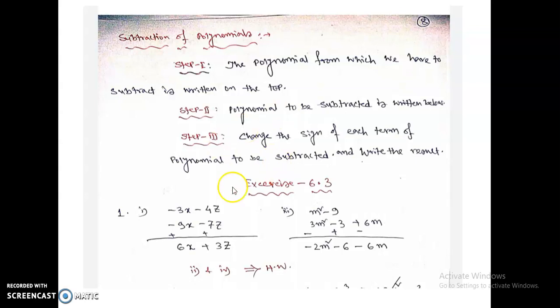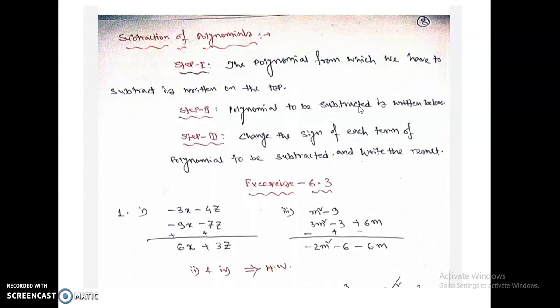After that, for the polynomial which has been written on the downside, we have to change the sign of the terms of that polynomial expression which is written below. Okay, we will have to change the sign of the terms of the polynomial which is written below.